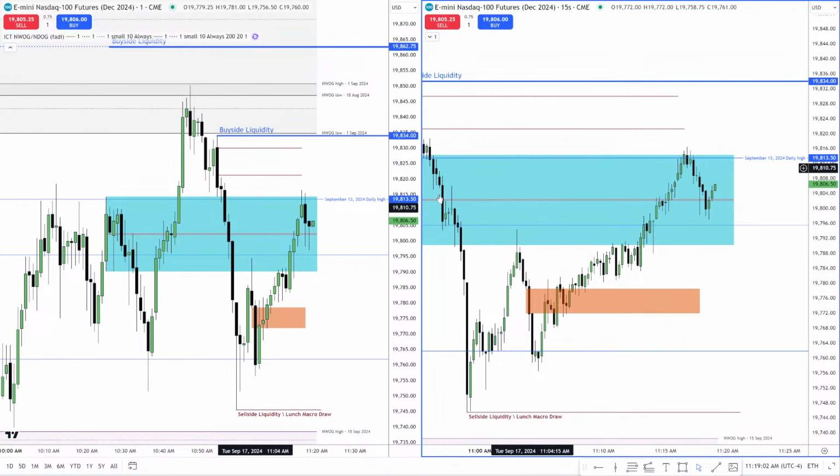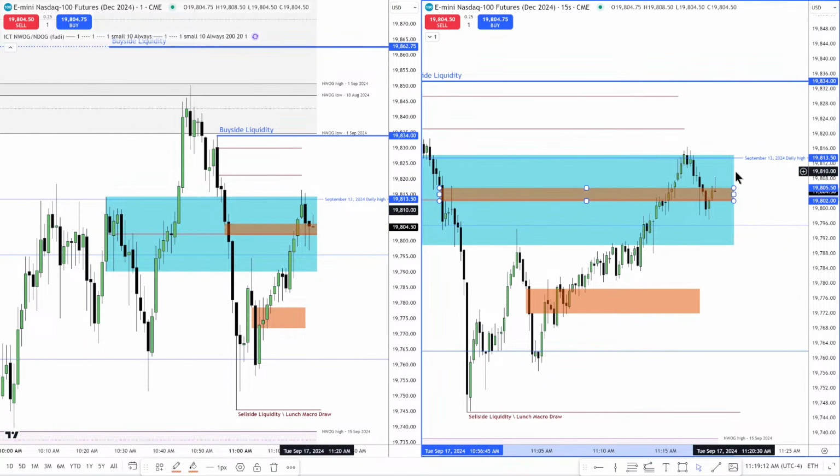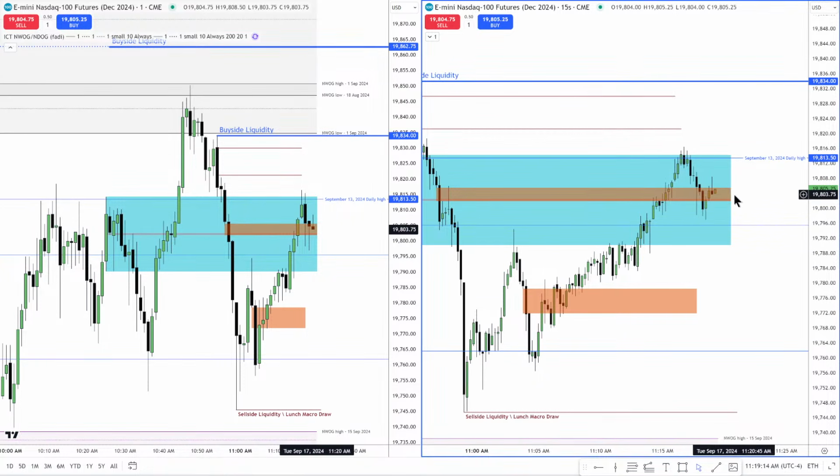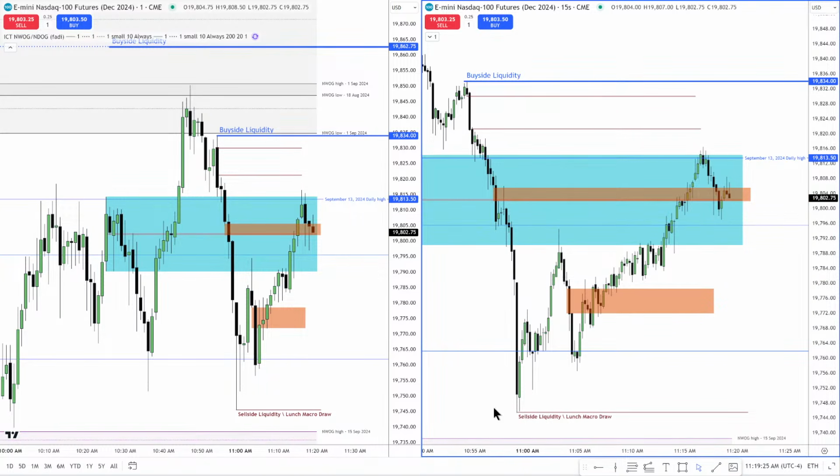All right, so we're at mean threshold, half of the breaker, and we have the inefficiency right there. I'd like to see that be used as inversion. So you want to see it go away a little bit and come back down into it, and then run up into that inefficiency right there.